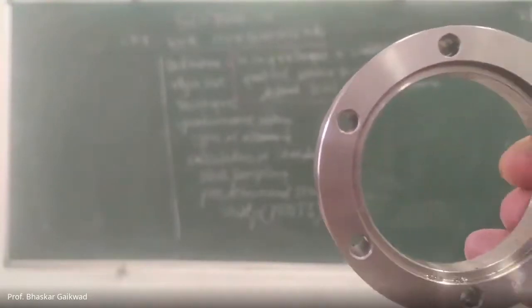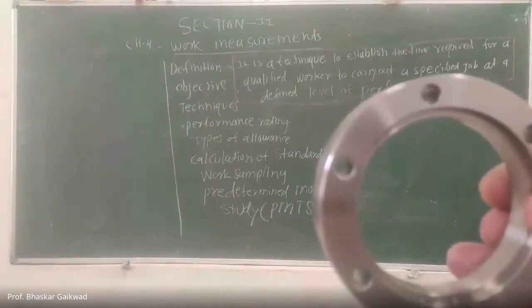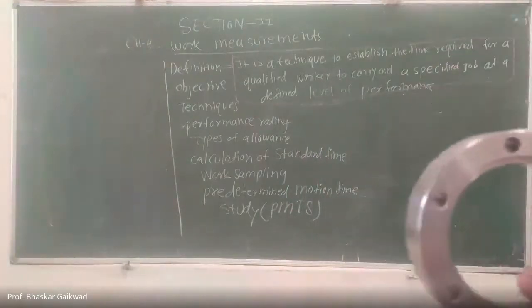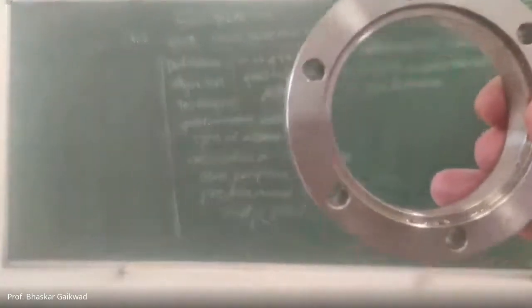Let us consider a CNC operator: how much time is required for the CNC operator to manufacture this product? Let us consider the performance of the CNC operator is 100%, and he is also qualified. Then we have to calculate how much time is required to manufacture this.